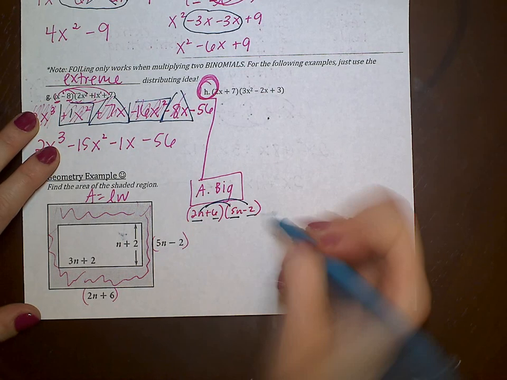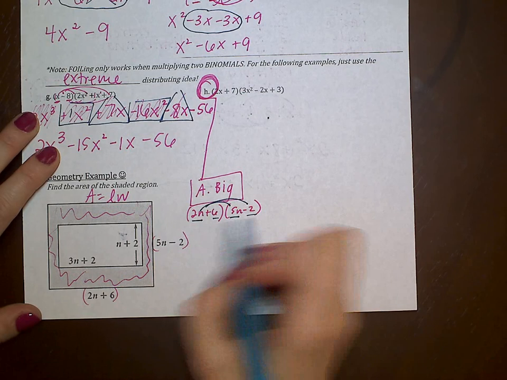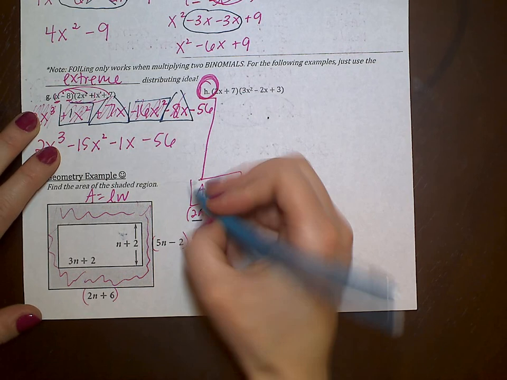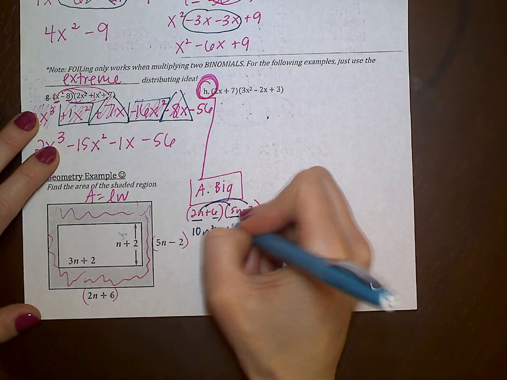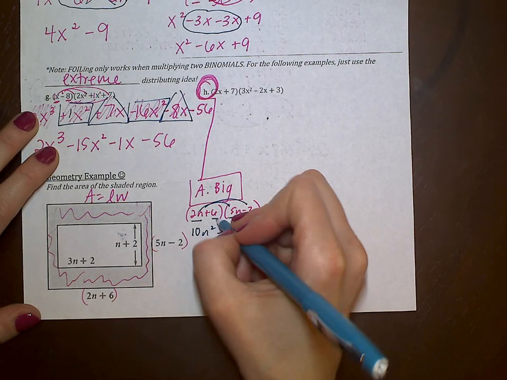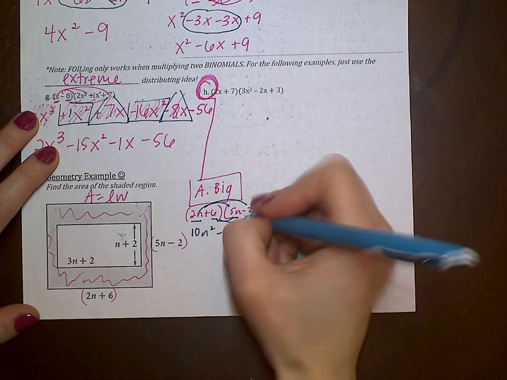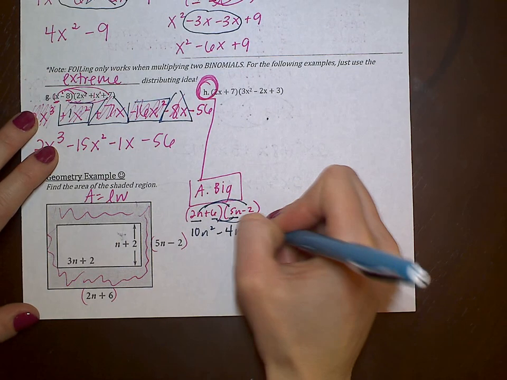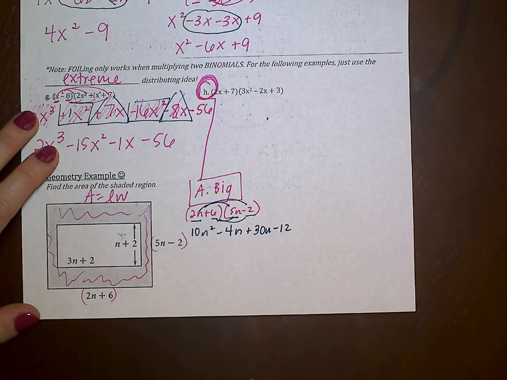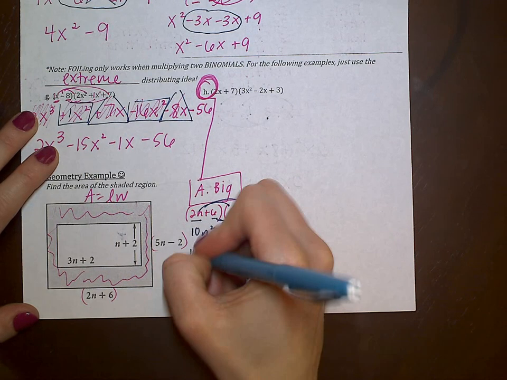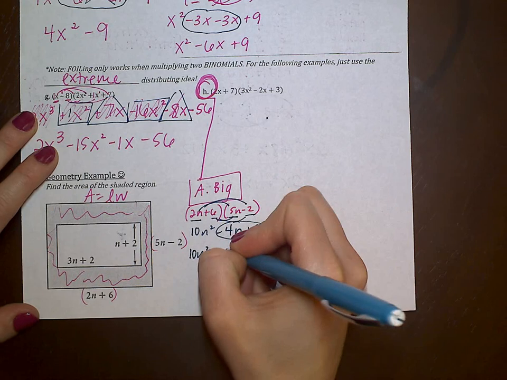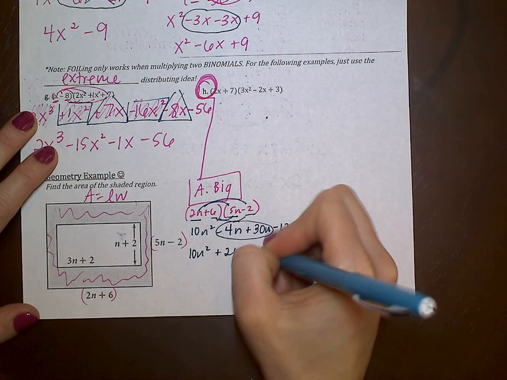I'm just going to distribute the 2n through. So 2n times 5n would be 10n squared. 2n times negative 2 is minus 4n. Then distribute the 6, and that would give me 30n minus 12. You can combine the n's in the middle. That would be 10n squared plus 26n minus 12.